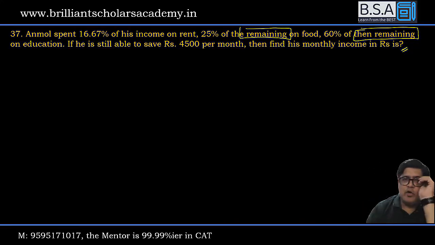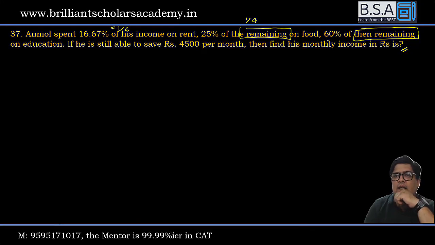So everyone should be putting in some effort here. Dekho, 16.67% is 1 by 6. 25% is 1 by 4. And 60% I can write as 6 upon 10, or I can write it as 3 upon 5.